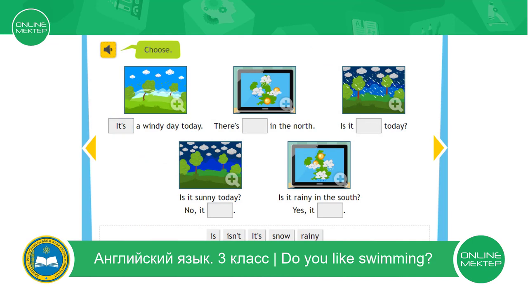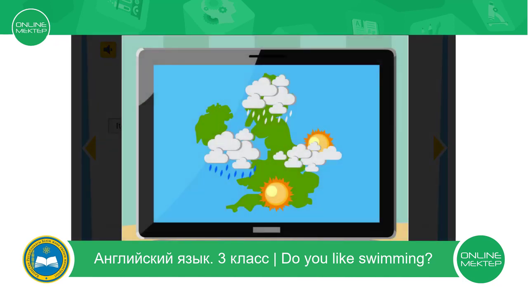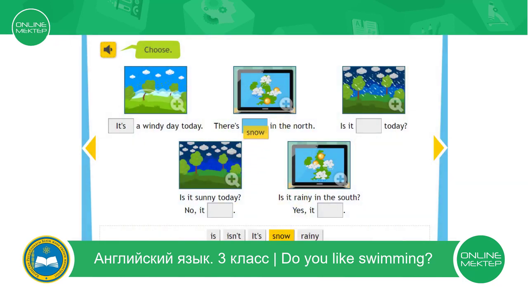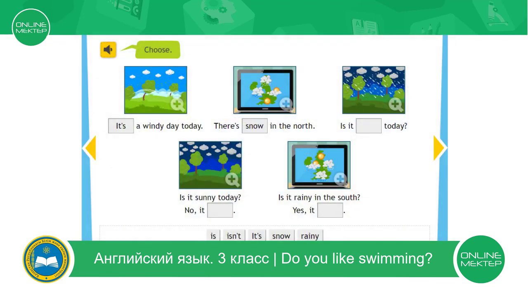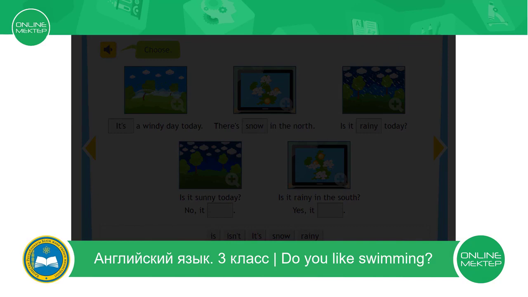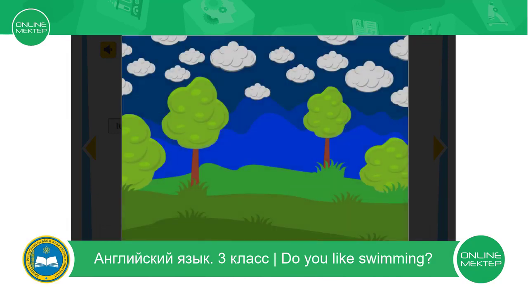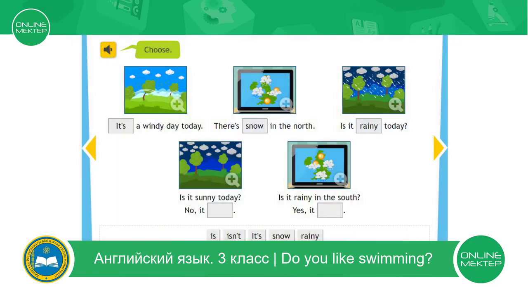What's the weather like? Yes, it's a windy day today. Look at the second picture. What's the weather like? Yes, there is snow in the north. Okay, the next one. What's the weather like? Is it rainy today? Good job. The next one. What's the weather like today? Is it sunny today? No, it isn't.